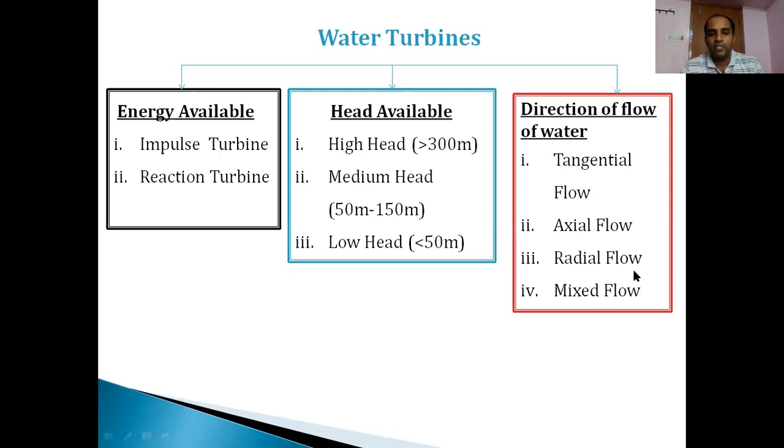So the three turbines which you are going to learn, that is the Pelton Wheel turbine, Francis turbine, and Kaplan turbine, are all categorized using these factors, which we will learn now in the next slide.